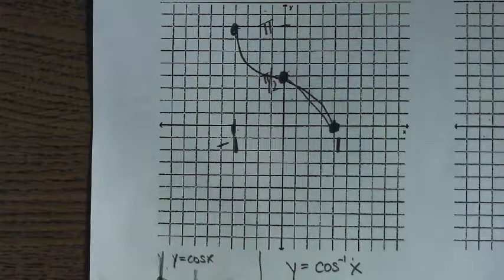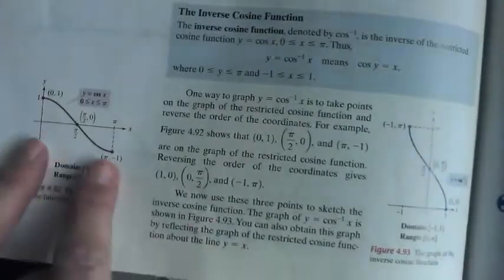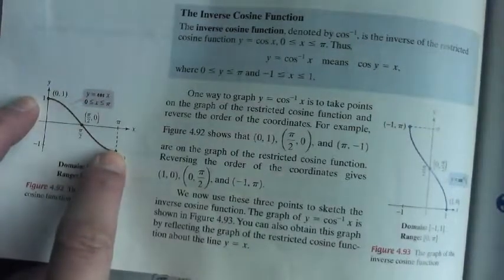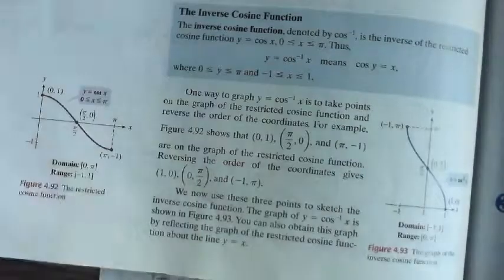The book unfortunately doesn't show them on top of each other in this case, but as you can imagine, it would be similar. But here's your cosine section that we're allowed to invert, and there's the inversion of it.